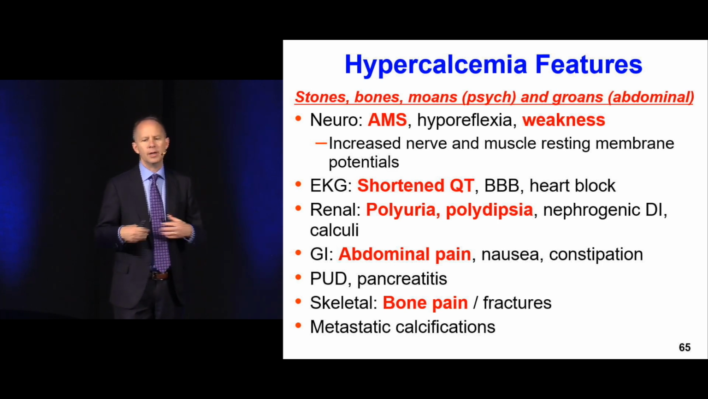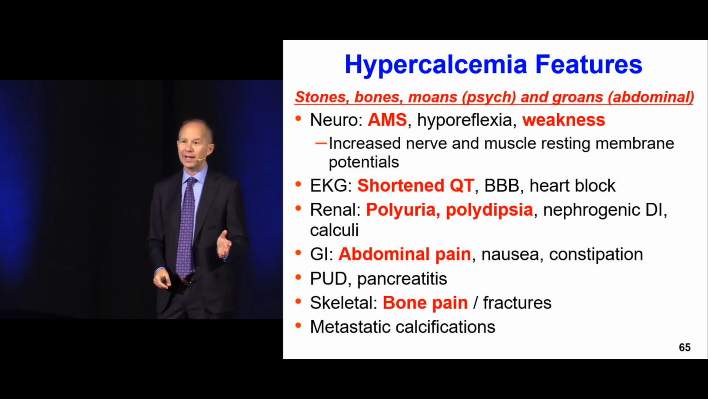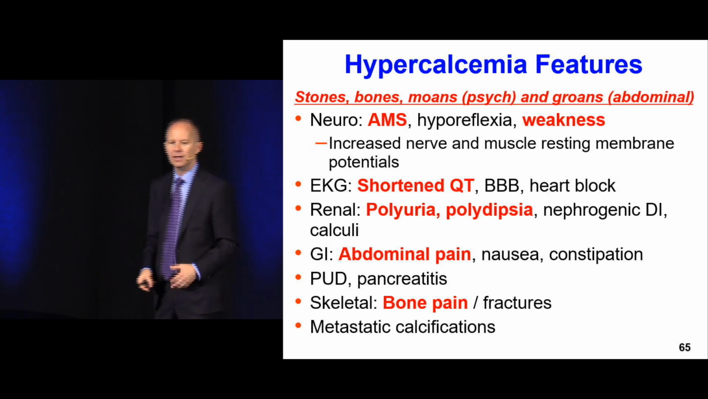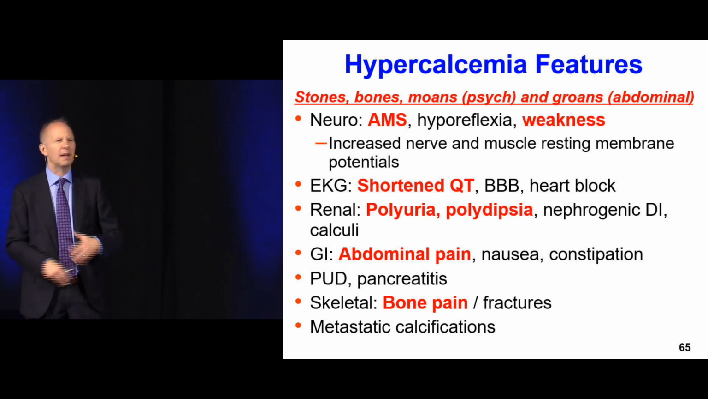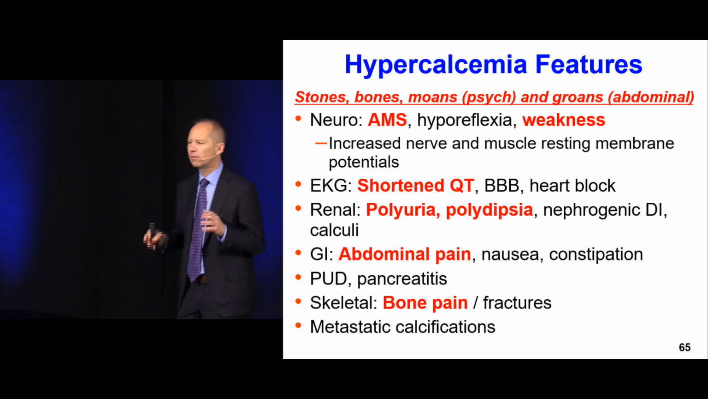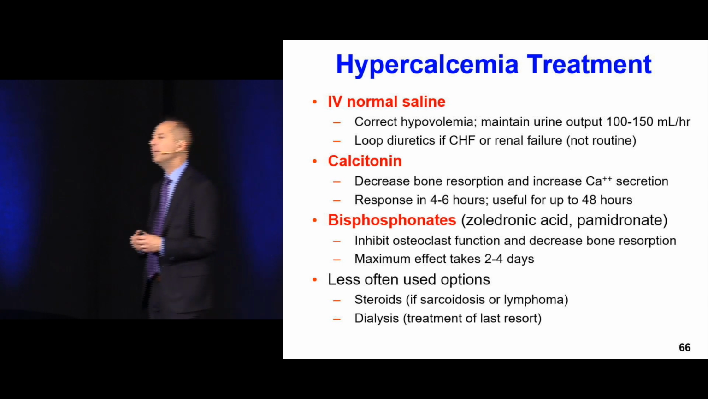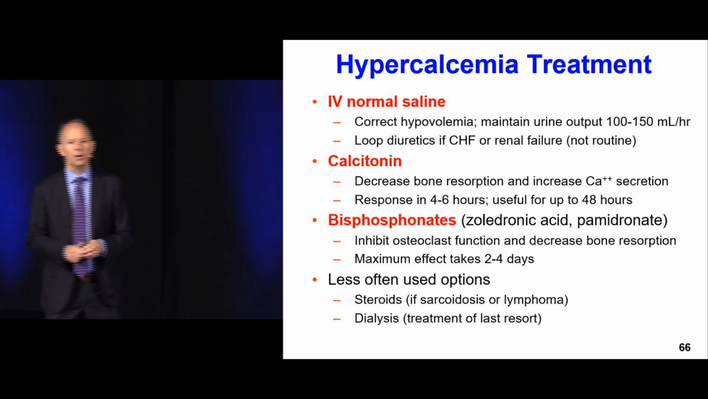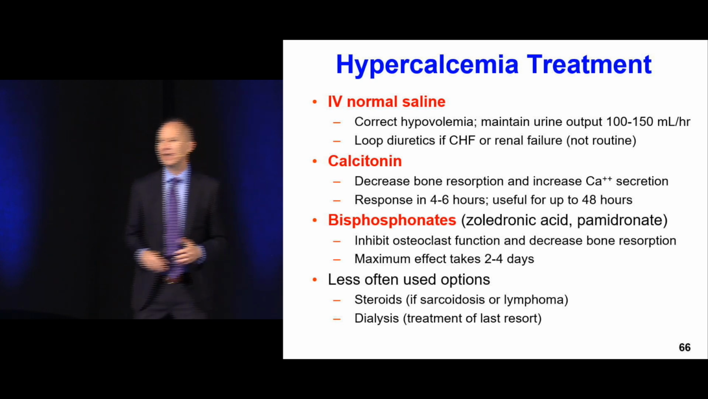Renal, they get polyuria, polydipsia. They look like a diabetic patient. They actually have a nephrogenic diabetes insipidus. That's why they're peeing so much, because their kidneys don't respond to ADH. So they're altered and weak, short QT, peeing like crazy, and uncomfortable, with belly pain, nausea, and bone pain. They're really unhappy. That's hypercalcemia.